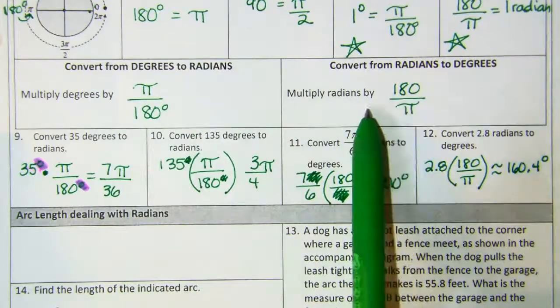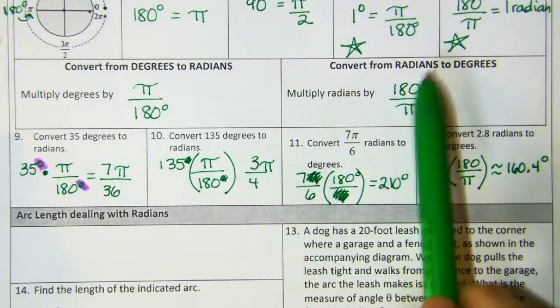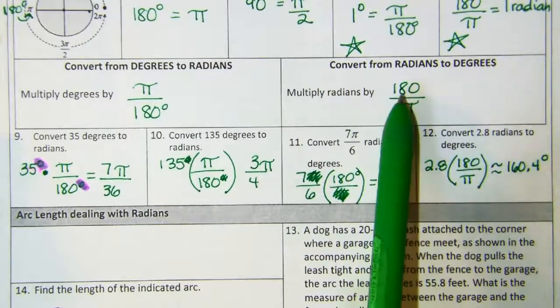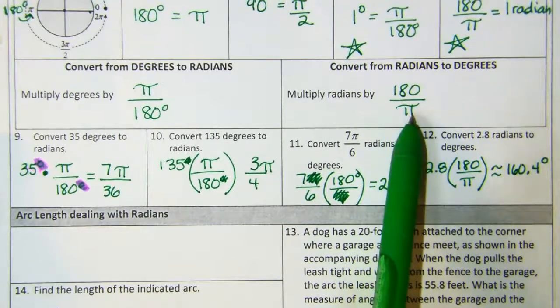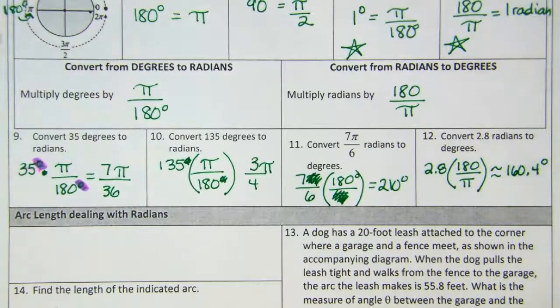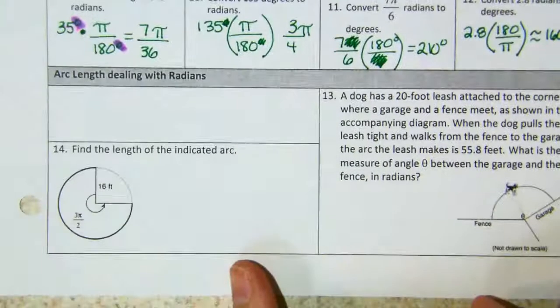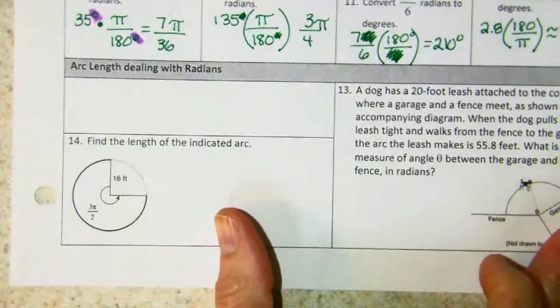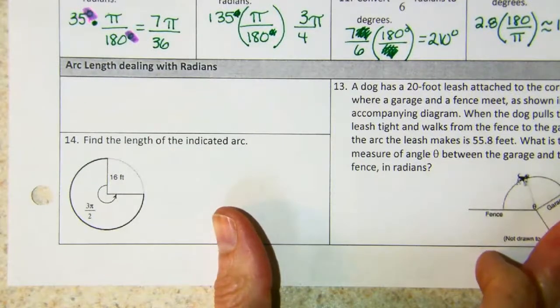And if you're multiplying radians, if you want to go radians to degrees, you want the 180 on top and the pi on the bottom. Now, we need to talk about arc length in dealing with radians. This is going to be the same as the proportion that we looked at in the previous lesson.